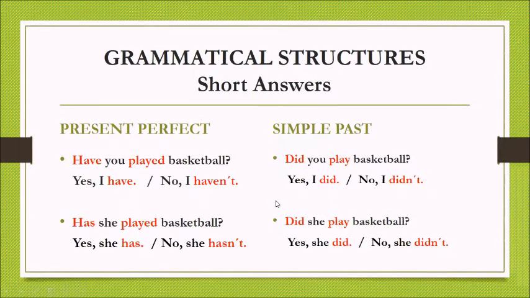When we have this kind of interrogative sentences, we can find two possible answers, affirmative or negative. And then they are called short answers. Yes, I have. No, I haven't. Yes, she has. No, she hasn't. For the present perfect tense. And yes, I did. No, I didn't. For the simple past.